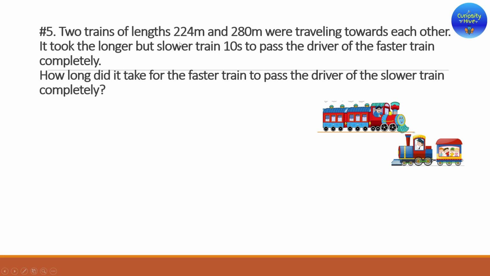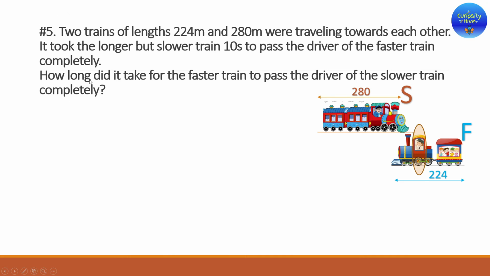Now, two trains of length 224 meters and 280 meters were traveling towards each other. It took the longer but slower train 10 seconds to pass the driver of the faster train completely. So the longer train is the slower train and the shorter train is the faster train. Let's call it F, and the other one is S, which is the slower train. So in the information that is given, what is given to us is that the slower train passes the driver of the faster train in 10 seconds completely.